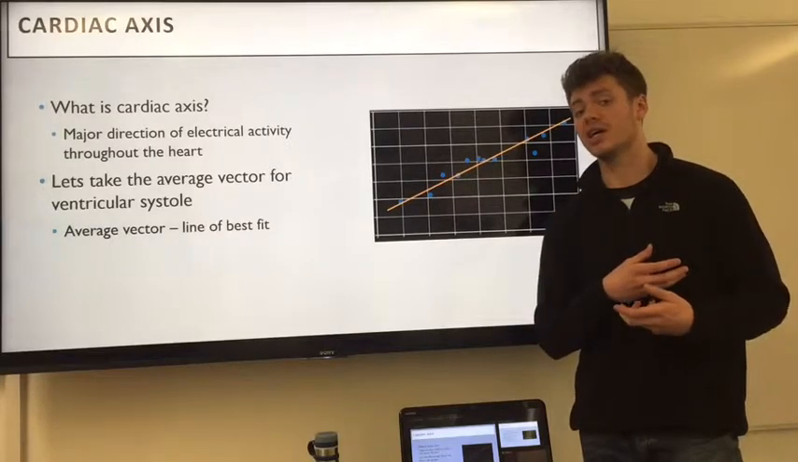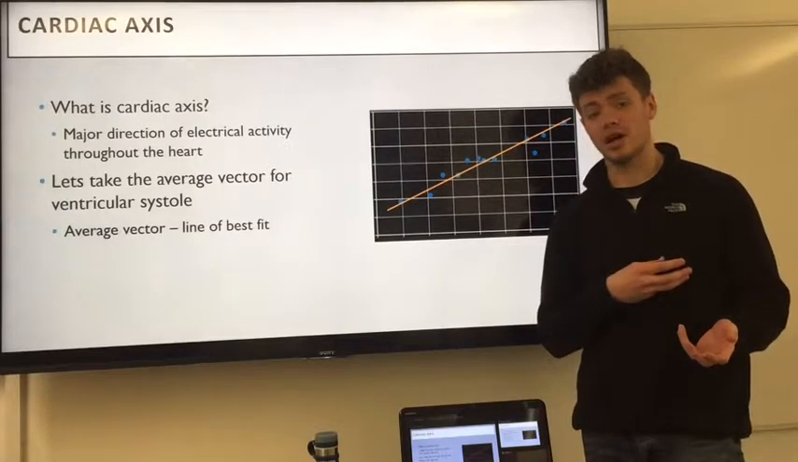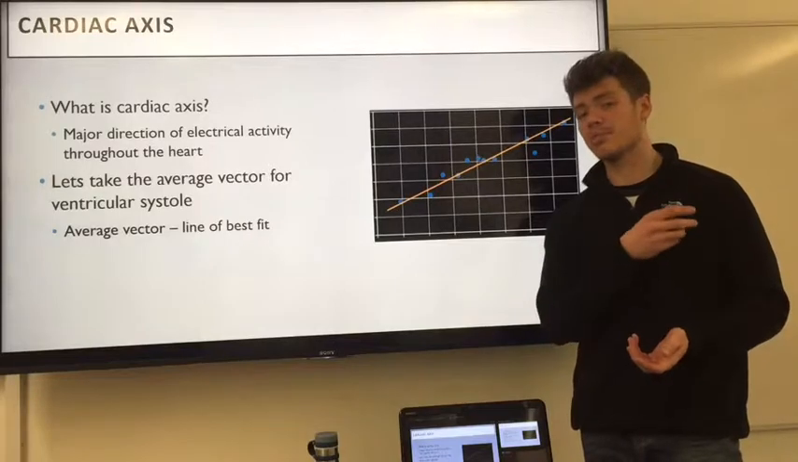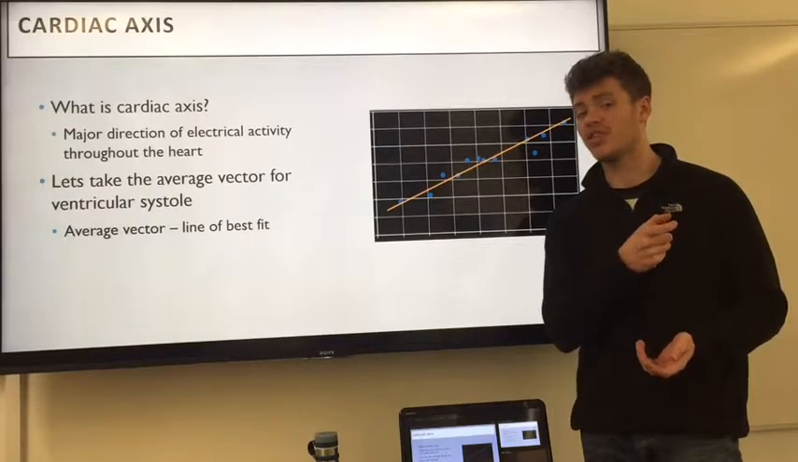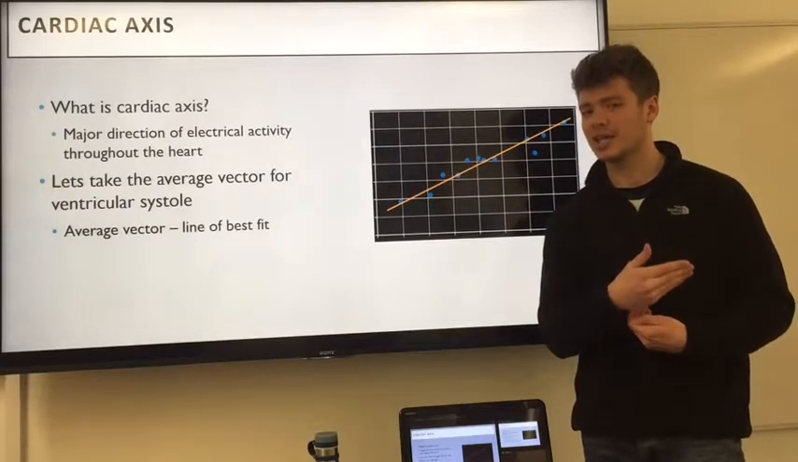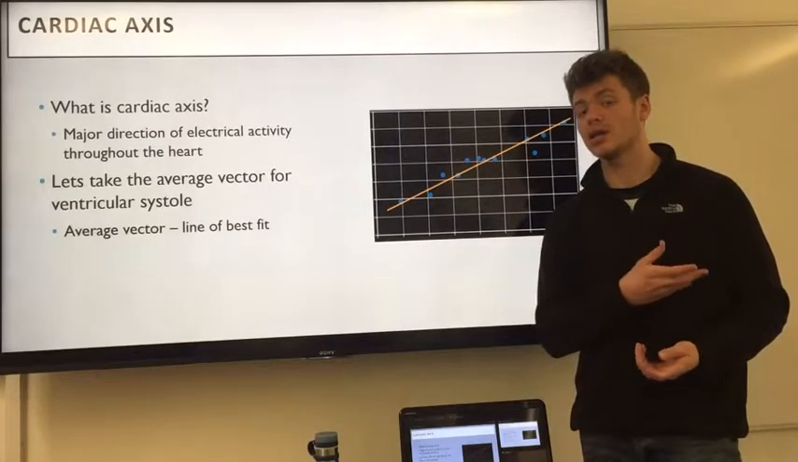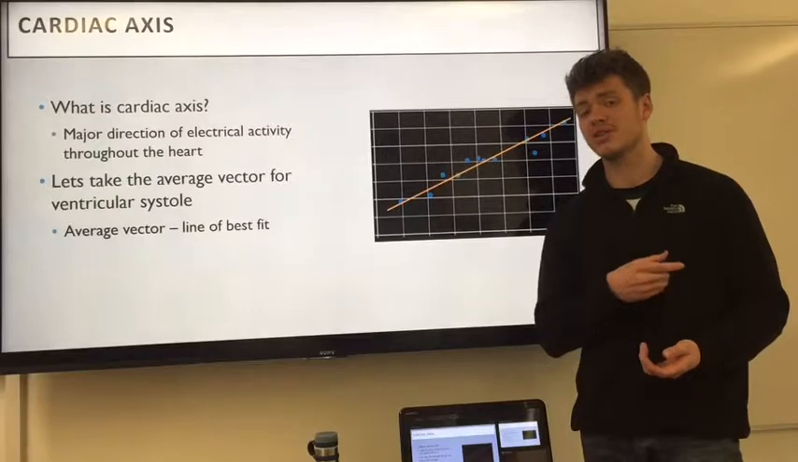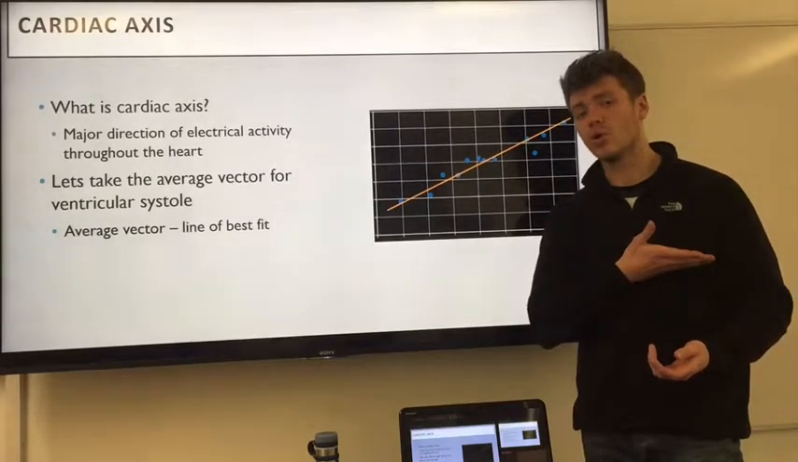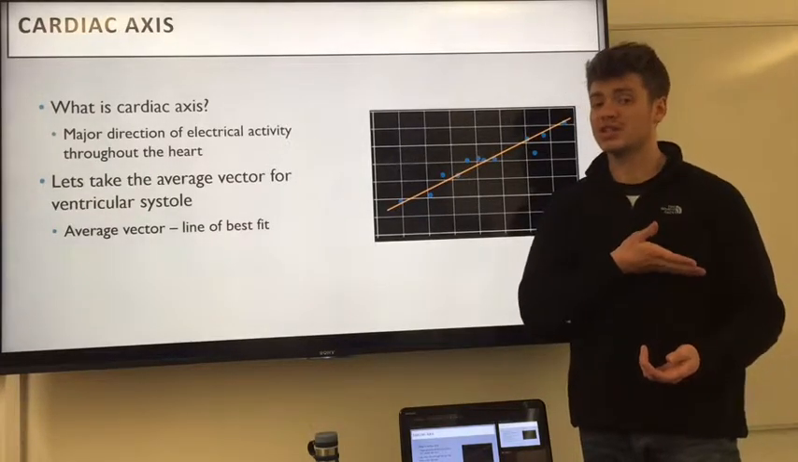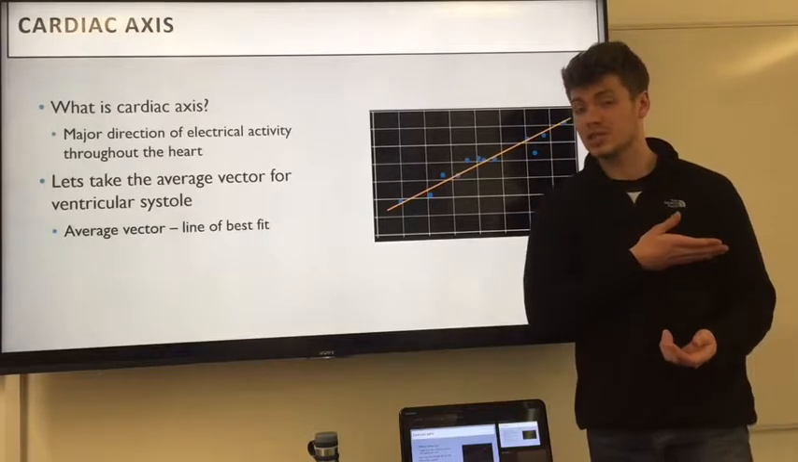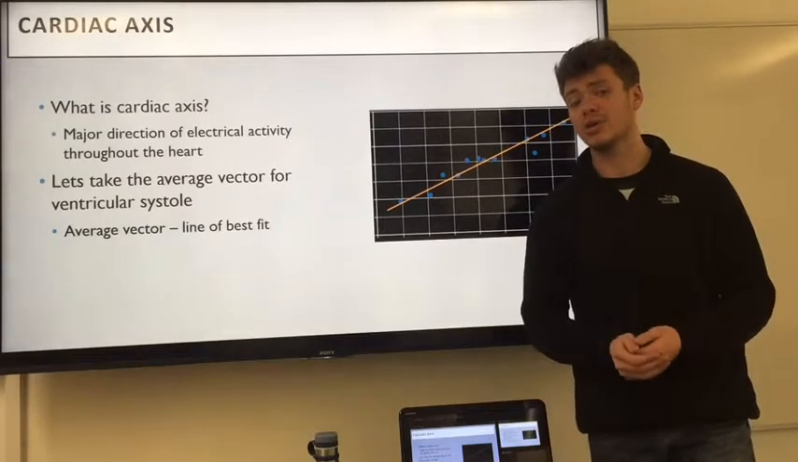So, for example, in left ventricular hypertrophy, that left ventricle would be a lot thicker, so it takes a lot more electrical activity in that area to cause the full thickness of the heart to depolarize. So the more electrical activity we have to go in that direction, the vector will be skewed to the left-hand side, and that can help you indicate pathology.